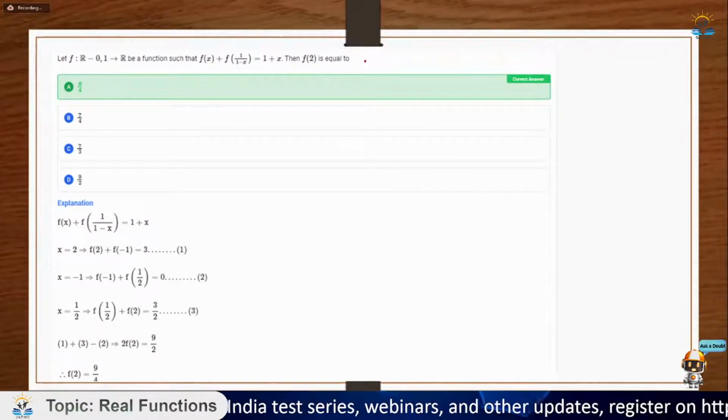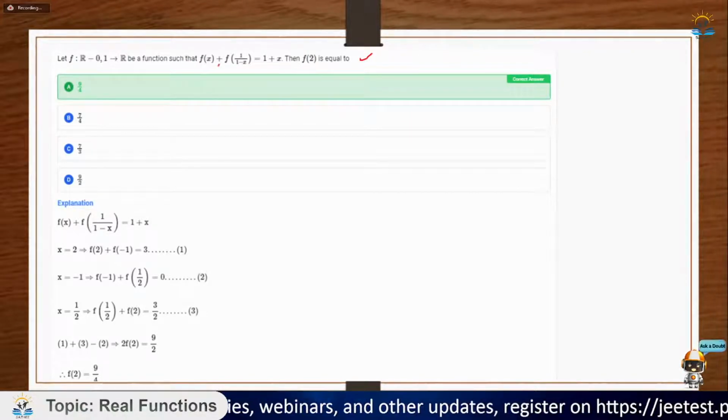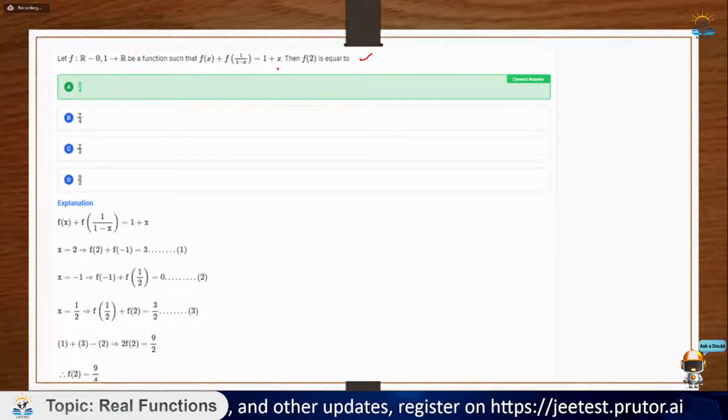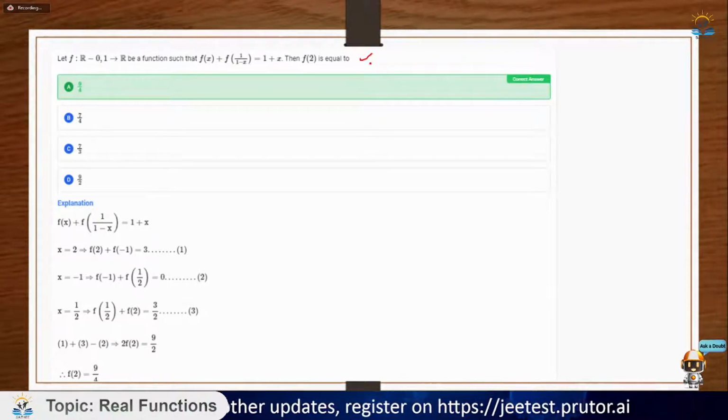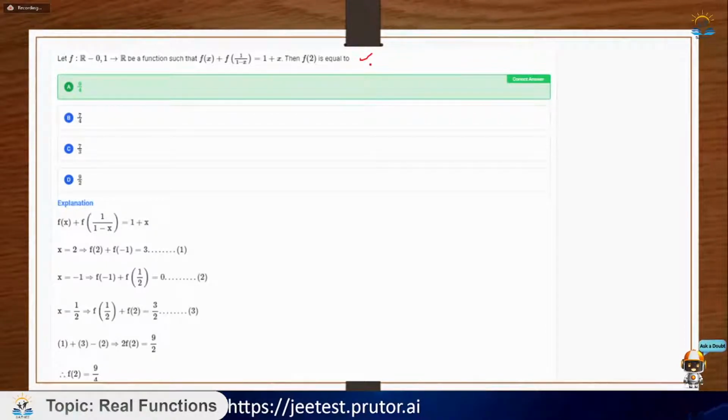Now again a functional equation type of question. What is given to us? We are given that f of x plus f of 1 upon 1 minus x is equal to 1 plus x. So f of 2 is asked to us. Okay. So how can we do this? Again, we only need to substitute values. From there, we will make a generalization and then we can solve it.